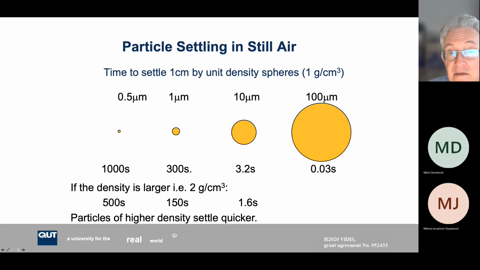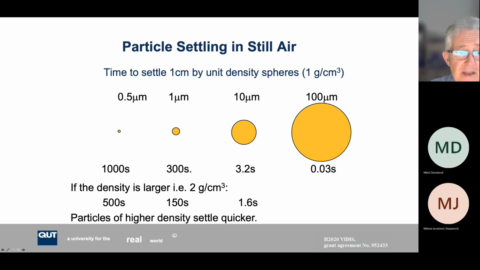This is all for ideally spherical particles with a density of 1 gram per cubic centimeter. If we increase the density, particles of the same size will fall twice as fast. So a particle with a density of 2 grams per cubic centimeter, roughly sea salt, falls twice as fast as a particle of 1 gram per cubic centimeter, let's say a tiny water droplet or an organic material.